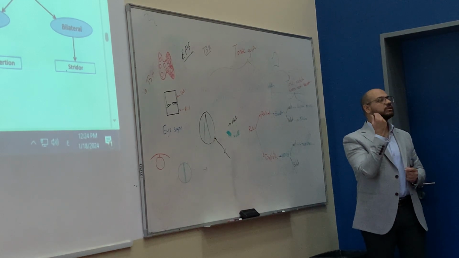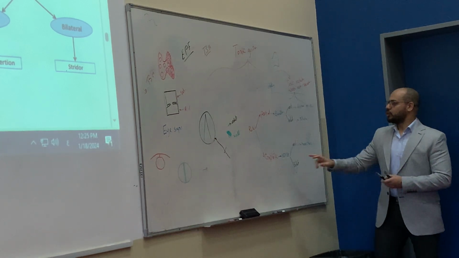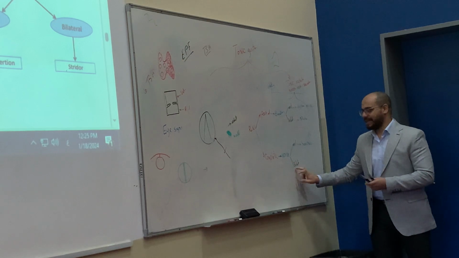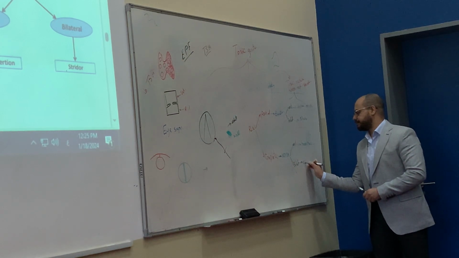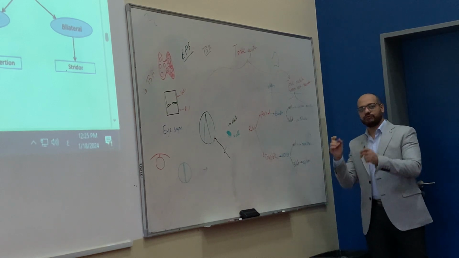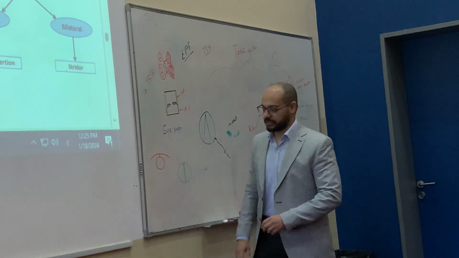Complete bilateral injury: aphonia. Both vocal cords are paralyzed, and so we will have aphonia and the patient can't talk.